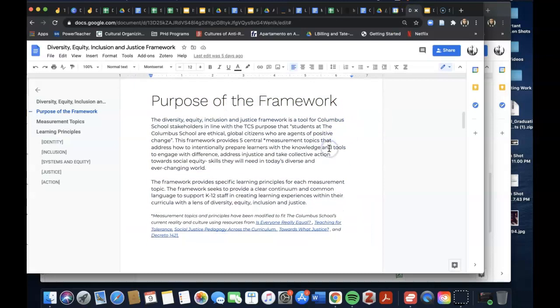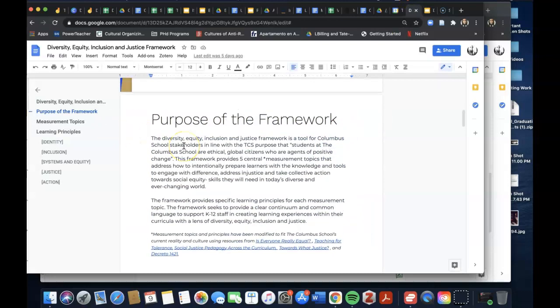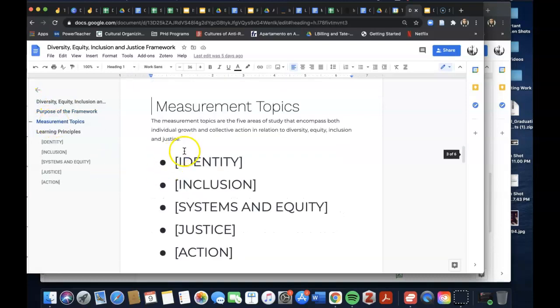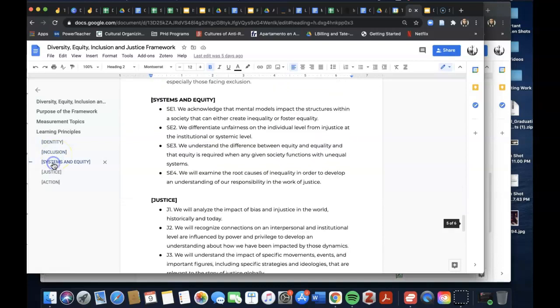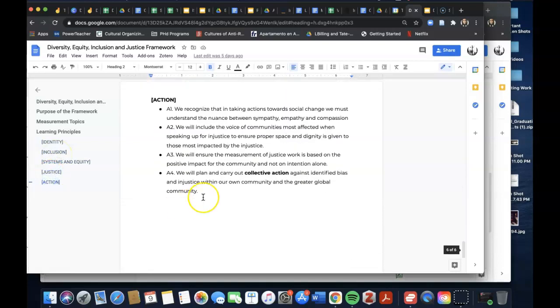You will see that came here directly from page 1 of the framework, which is linked as well in the agenda. These are the 5 measurement topics. So the idea is that these are the 5 areas of study: how students study identity, they study inclusion, they study systems and equity, justice, and action. Within each of these 5 areas is language of specific learning principles, such as you see here, identity, inclusion, systems, justice, and action.